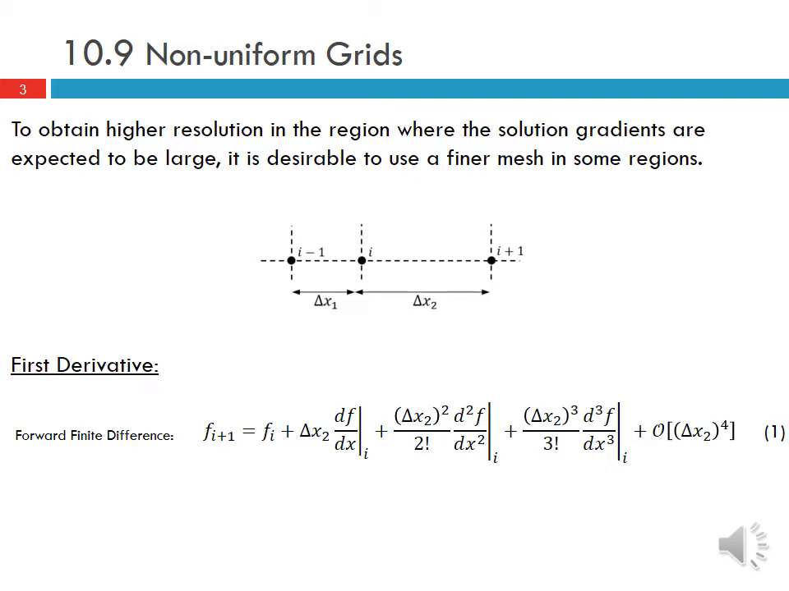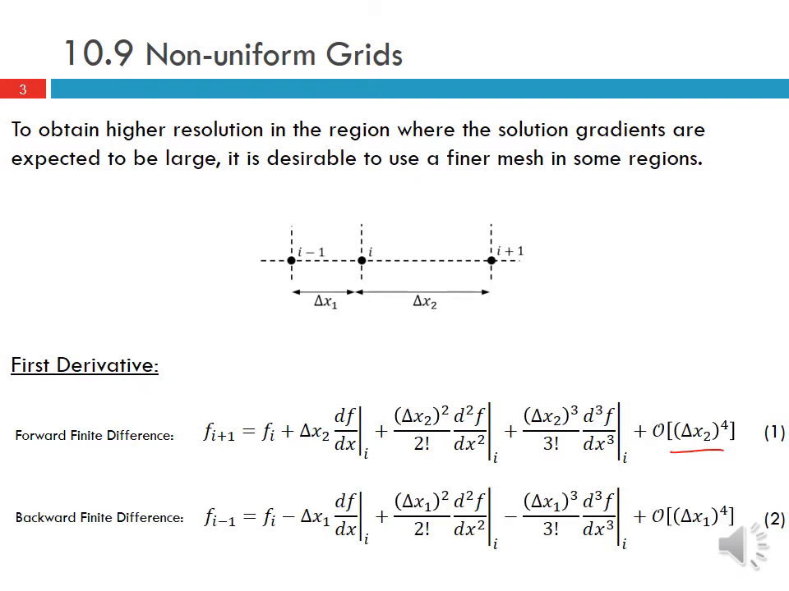So we have the error term here, order delta x2 to the power 4. We can also write the backward finite difference. So here we're looking at the nodes I and I-1 using the backward finite difference. And again, we have up to order, in this case, delta x1 to the power 4.